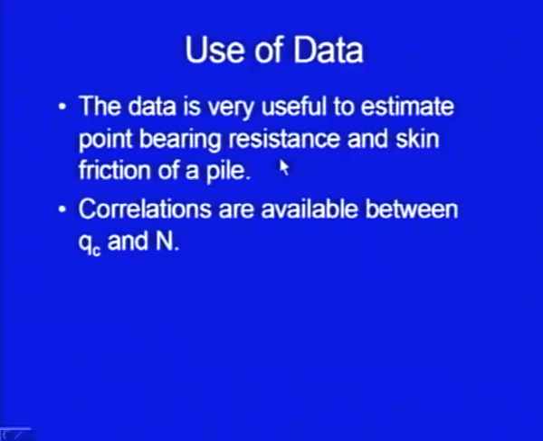As I told you, at any depth there are two components available. It gives both the components. So, this is a very big advantage of this test data. And then correlations are available between the QC and the N. If you know N, then there are standard methods, standard tables, using which you can estimate the phi value of cohesionless soils.